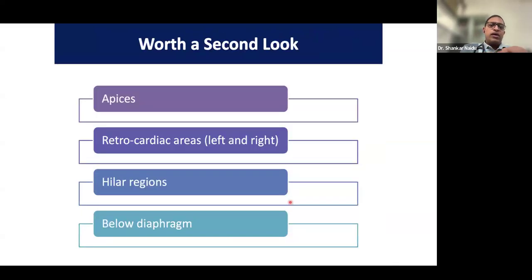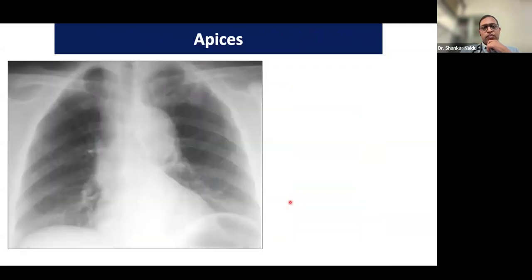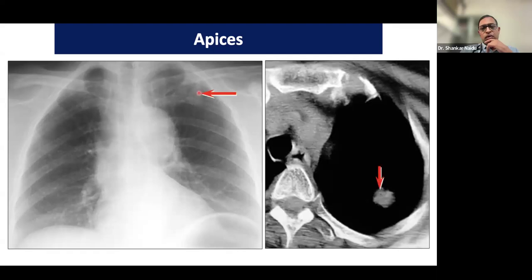So after this, it is worth looking again at the apices, retrocardiac areas, hilar regions, and below the diaphragm. Just a few examples of why these areas have to be looked at in depth: here in this X-ray, on just glancing, it appears to be normal, but once we look in depth, we can see that there is some abnormality in the left apical area. So a CT has been done and it has confirmed that there is a mass-like lesion in the left apical area. So this shows the importance of looking in depth in the apices.